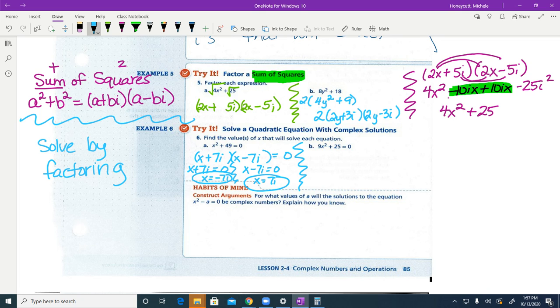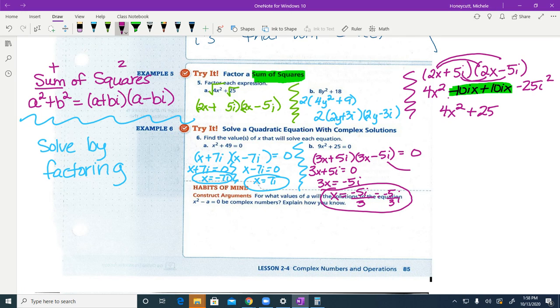For 9x squared plus 25, it's another sum of squares, so I'm going to factor it. 3x and 3x, 5i, 5i, one plus, one minus, and solve. So set each one equal to 0. 3x plus 5i equals 0. Subtract 5i on both sides. 3x equals negative 5i. Divide both sides by 3. x is going to be negative 5i over 3, or negative 5/3 i. Both are the same.